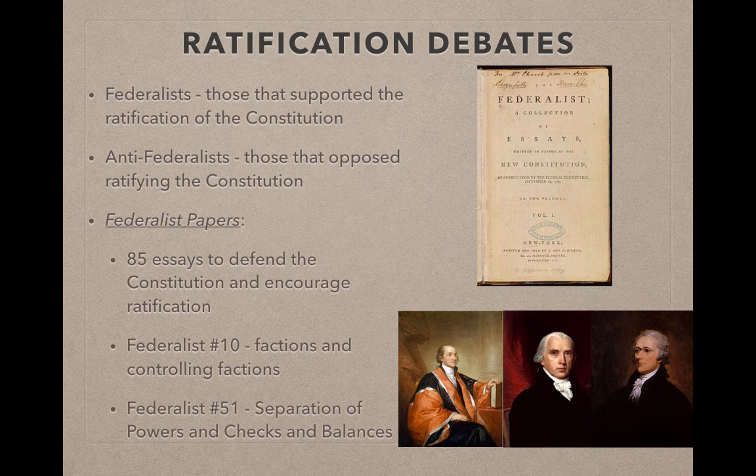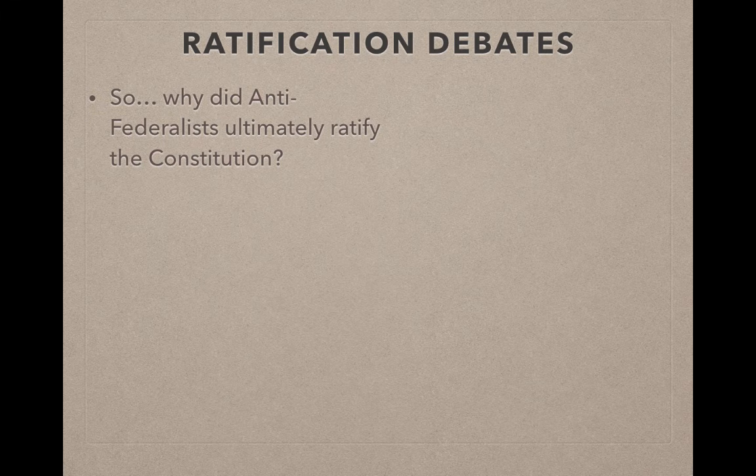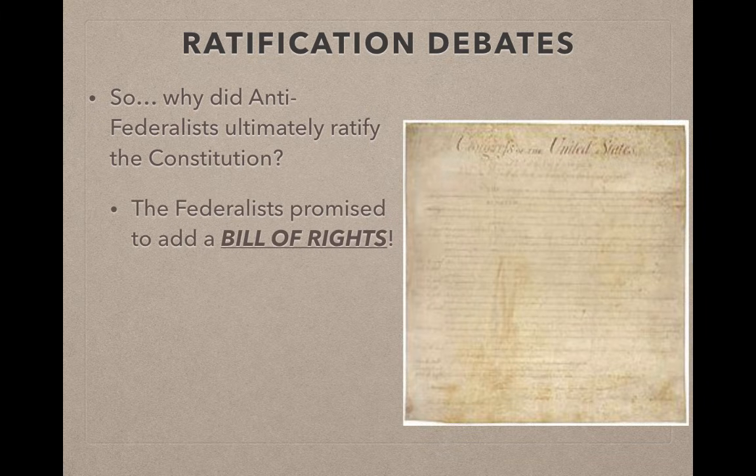So here are two examples of why the Constitution is great and shows the limits of the power of the federal government. You'll learn more about this in AP Gov when you take it. So the question is, why did Anti-Federalists ultimately ratify the Constitution? We know enough states ratified it because we are living under the Constitution, and the answer is the Federalists promised to add a Bill of Rights.